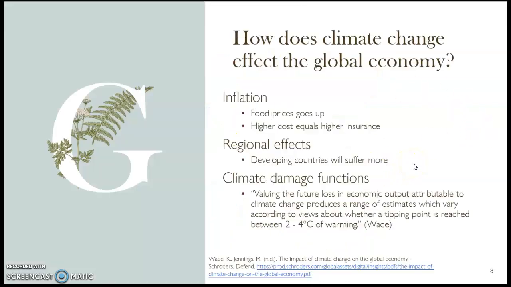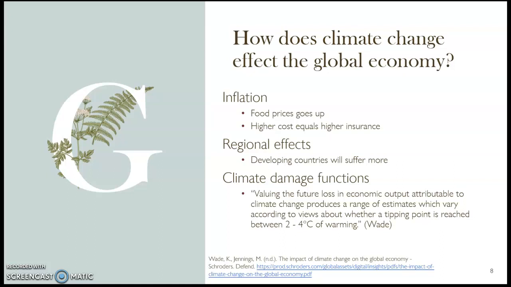So from there, we can look at it as a global level. So how does climate change affect the global economy? Well, first and foremost, inflation. Food prices go up. Everything goes up. So travel goes up. People are traveling less because it's more expensive to travel.